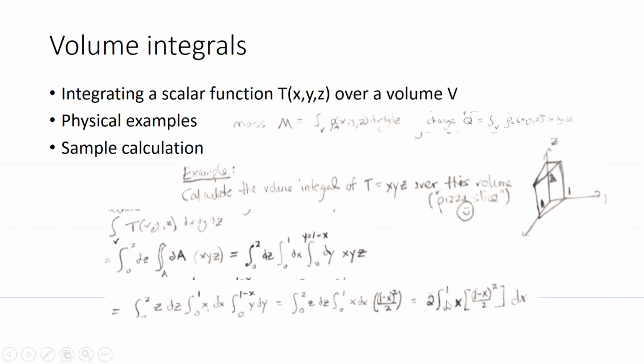So we get 2 times the integral from 0 to 1 of 1 minus x squared times x over 2, which you're perfectly capable of doing. I actually expanded that out, canceled the 2's, and you can multiply this out. I did it with Mathematica, and you come out with an answer of 1/12. So the volume integral of the function xyz within this pizza slice would be 1/12.